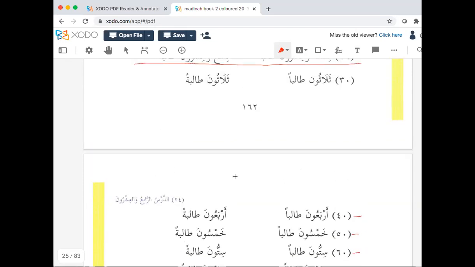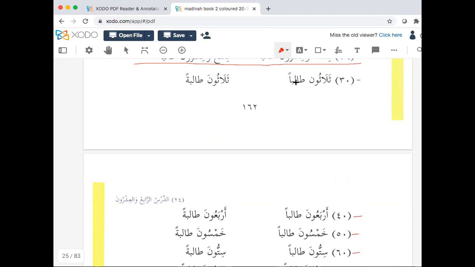Did I start with 30 or did I start with 40? Abdul Karim, what's your number? 40, Arba'una. Read 30 as well, please. Yeah, sure. Bismillahirrahmanirrahim. Thalathuna Taliban, Thalathuna Talibatan.